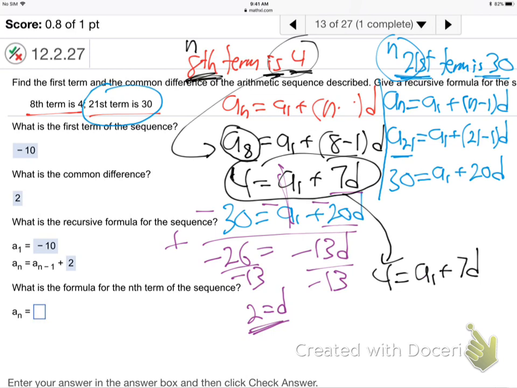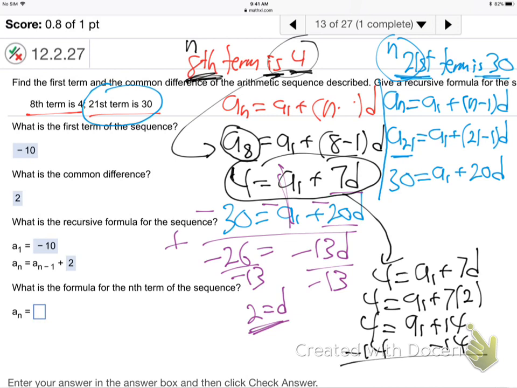So plug in the D is 2. Plus 14, subtract 14, and -10 is A1. So I got A1. Okay, that's a little sloppy there. Can you read all that? Just solve for A1. So A1's -10.